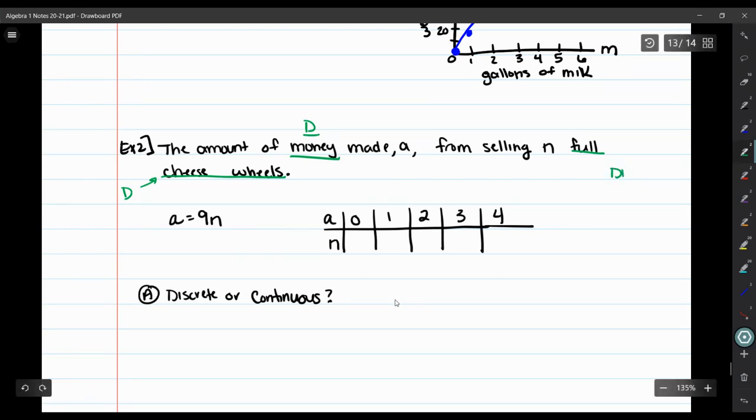Now, if you have something that's discrete and continuous, the discrete is the one that wins out. So if you have discrete and continuous, the overall is the discrete, because I can only have certain values for my discrete stuff. Continuous can take anything, but discretes can only be certain values, which is why discretes will win if you have both. But since these are both discrete, the overall is discrete. And it's mainly because I'm only selling full cheese wheels.